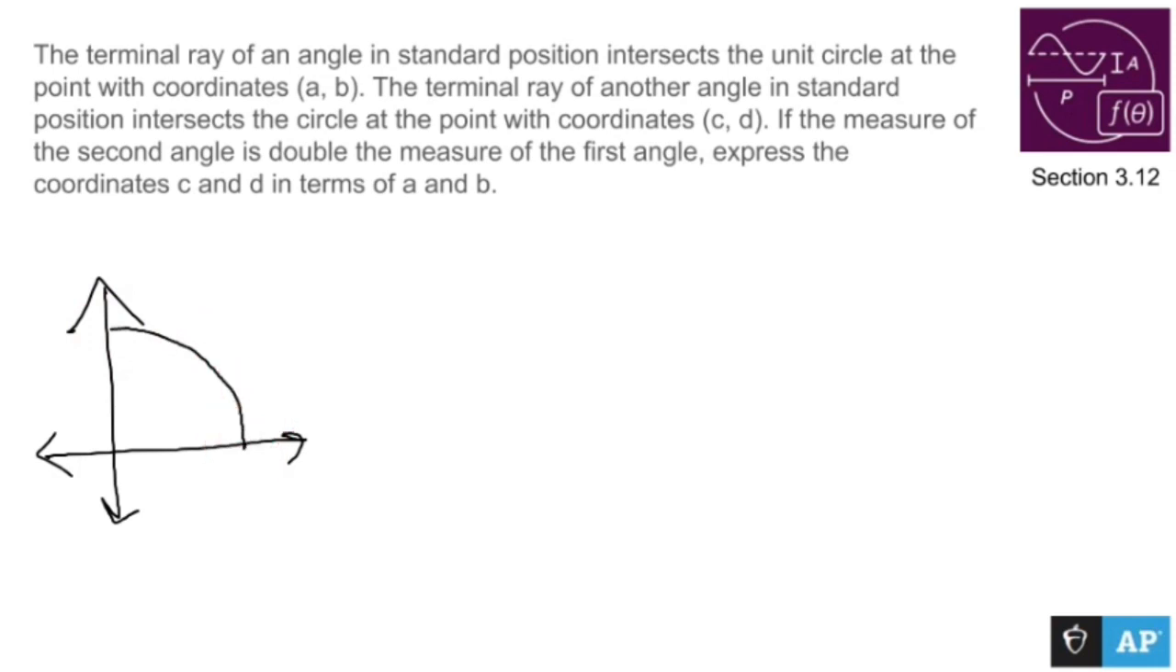So let's not draw an entire unit circle. Let's draw just a quarter of it. All right, let's call this point A, B, and that's created by this radius with a terminal ray of theta. C, D is going to be double that, so somewhere up here. And that whole thing is going to be 2 theta. So A, B.